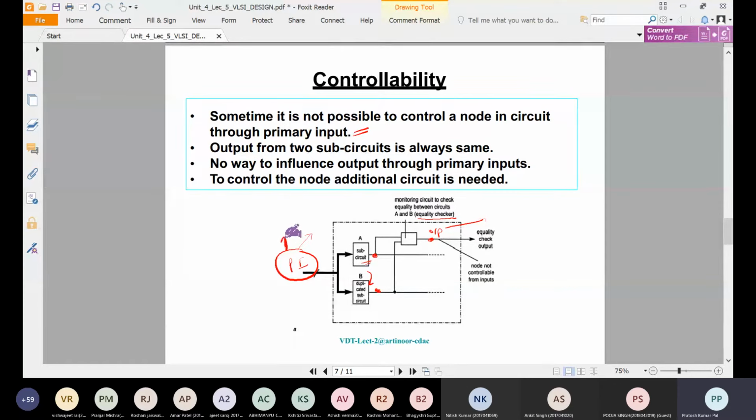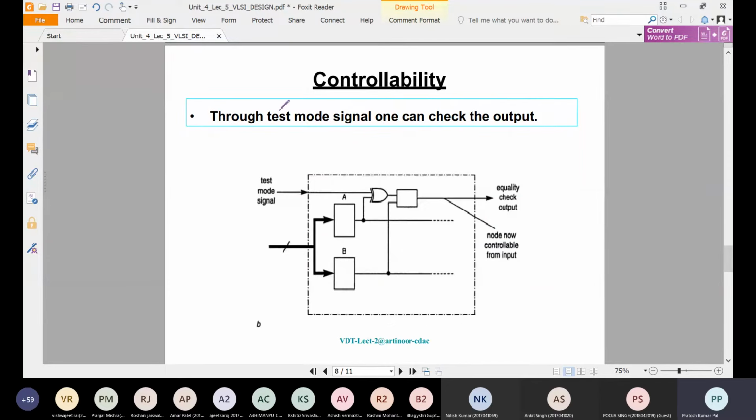So controllability is important for checking whether a particular circuit can be tested easily or not. If it is not directly connected, it will not have a controllable property. So this node will not be controllable from the inputs. That's why we will require some extra circuitry to make it controllable.